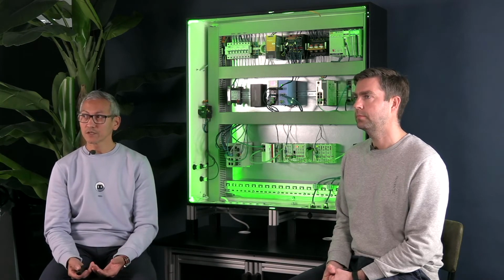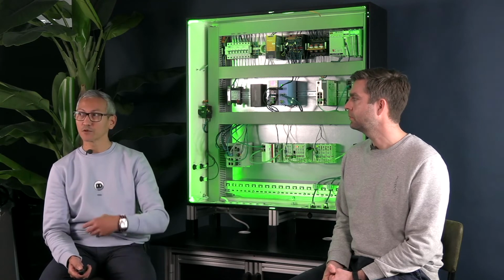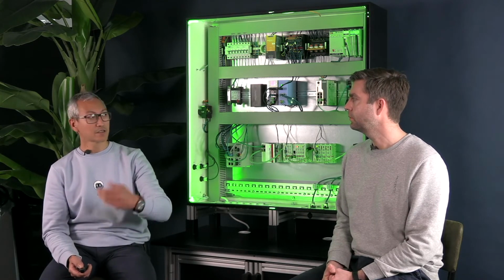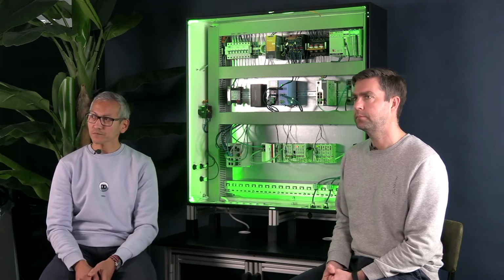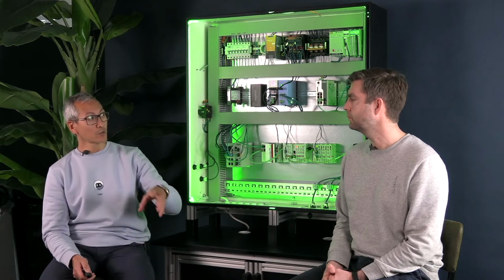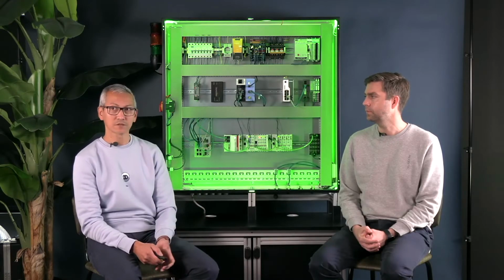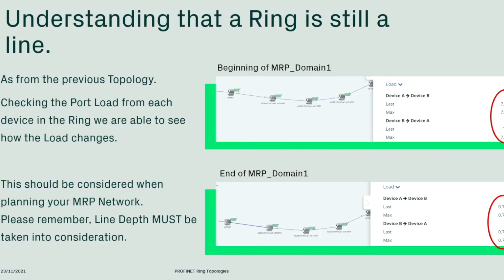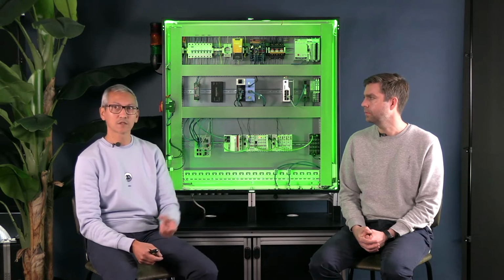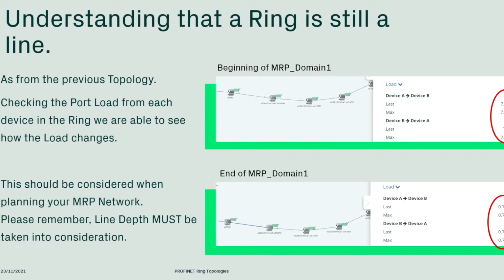But the problem is with a ring, it takes time. It takes time to go from one device to the next device, and so on. And also, if we look at the amount of messages going over the ring, you also get problems with your port loads. And this is what we see here. This is a measurement we have done with a large ring. We looked at the port loads at the beginning of the line and at the end of the line. We were thinking the message goes around, but it is still a ring. So you can see at the beginning, you have a lot of port loads, a lot of messages going through that port. And at the end, it's much more quiet.